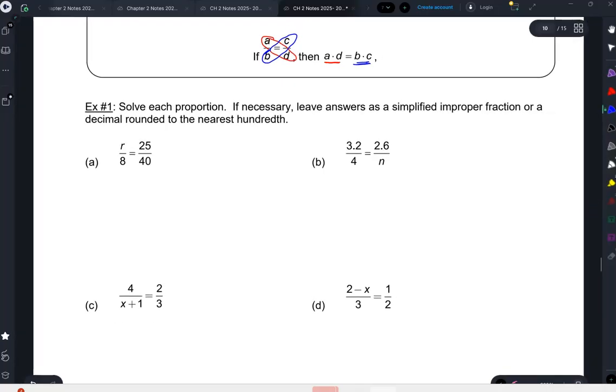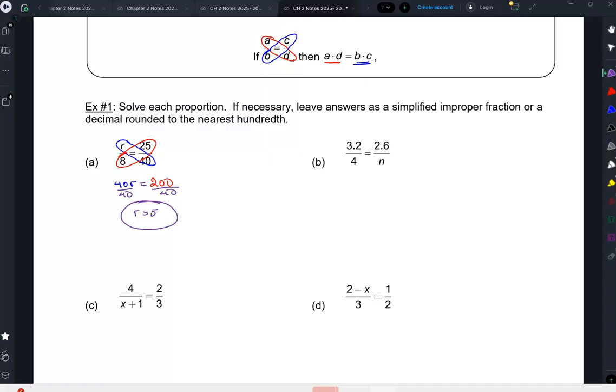So here we go. This side here is going to have R times 40. I call that 40R equal to, this proportion is 8 times 25. 4 times 25 is 100. Another 4 times 25 is 100. Together, that's 200. Now, I need to solve for R. So back to the previous lessons. Divide by 40, divide by 40. R is 5. Okay?